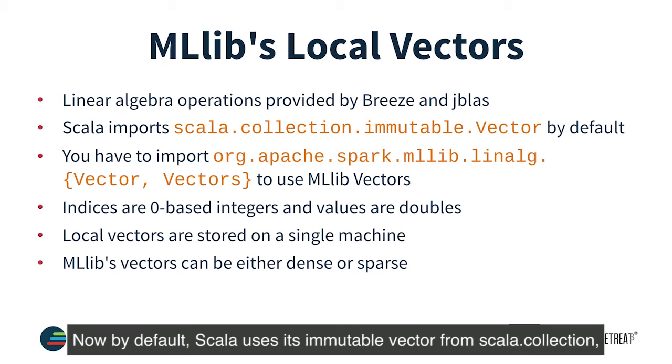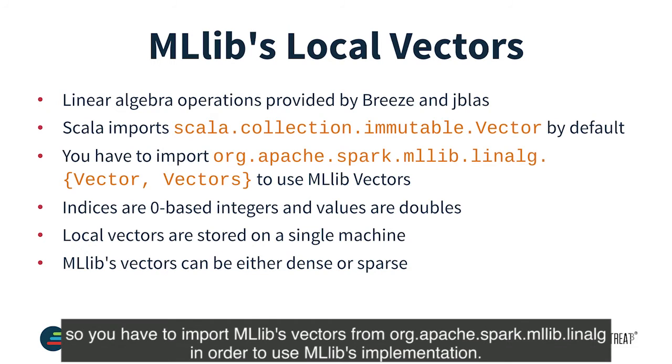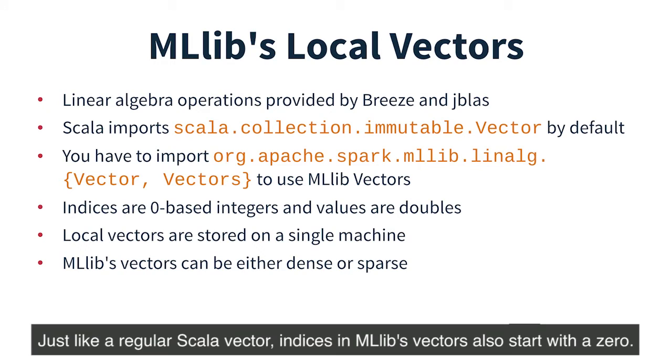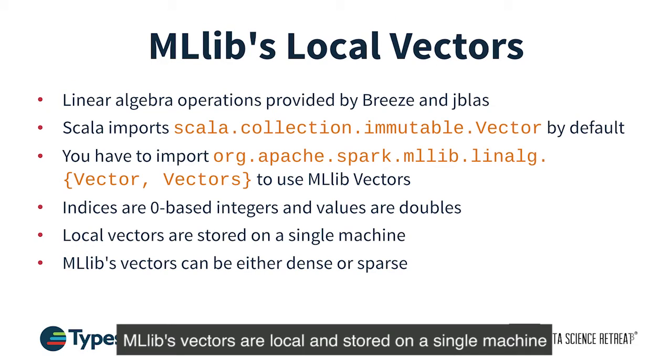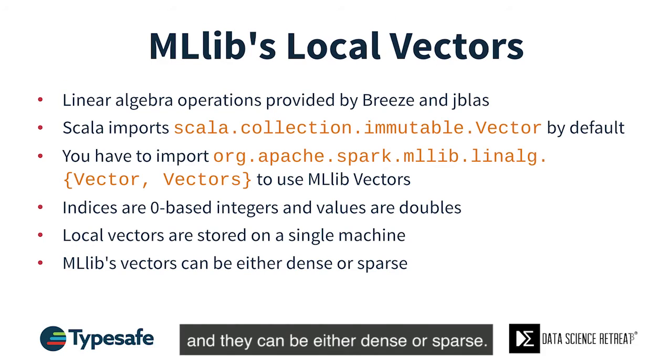Now, by default, Scala uses its immutable vector from scala.collection. So you have to import MLlib's vectors from org.apache.spark.mllib.linalg in order to use MLlib's implementation. Just like a regular Scala vector, indices in MLlib's vectors also start with a 0. But in MLlib's implementation, all the values in a vector must be doubles. MLlib's vectors are local and stored on a single machine, and they can be either dense or sparse.